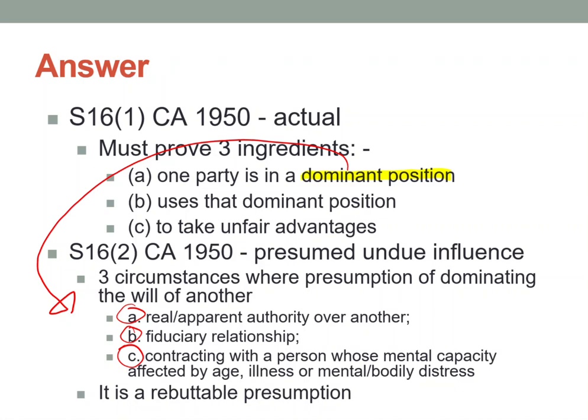But remember, though in these 3 situations dominant position is presumed, it is rebuttable. It can be challenged. That means if you can bring evidence to show that the contract was entered into freely, then there's no dominant position.